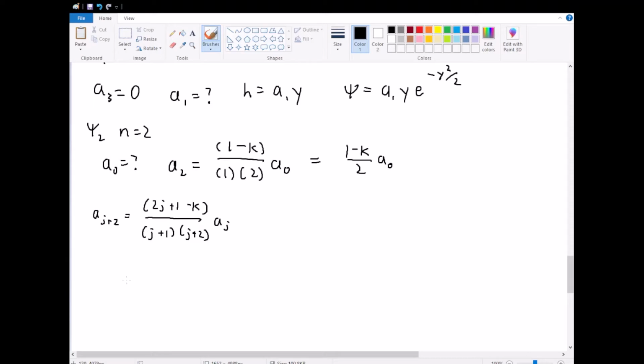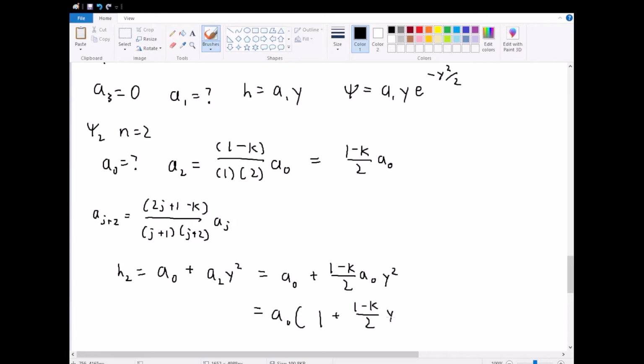So ultimately, h2 is going to be a naught plus a2 y squared. So this is going to equal a naught plus 1 minus k over 2 a naught y squared. Or we can distribute out the a naught, and this is going to give us 1 plus 1 minus k over 2 y squared.